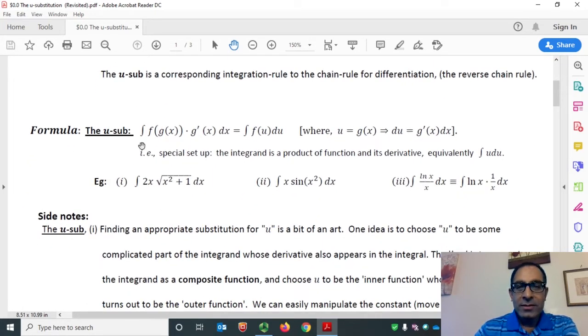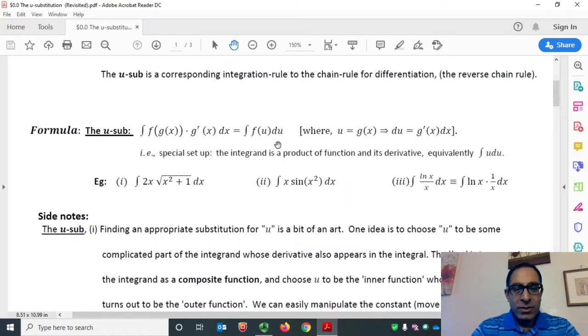The U-sub formula is the integral of f of g of x times g prime of x equals the integral of f of u du. On the left side, this integral is the given integral, and we substitute u equals g of x, then find its differential. That means compute the implicit derivative on both sides, so du equals g prime of x dx, and we substitute this information into the given integral, then it reduces to the right side integral.